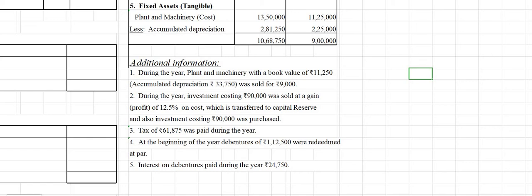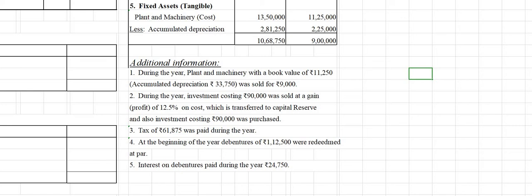Then it is given that tax of rupees 61,875 was paid during the year. Then fourth point, at the beginning of the year, debentures of rupees 1,12,500 were redeemed. Then interest on debentures paid during the year, 24,750. So these are the adjustments.